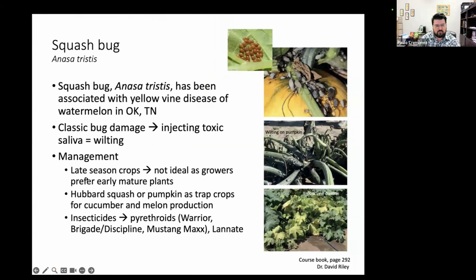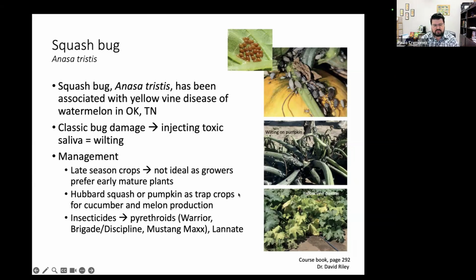For the management, avoid late season crops. They are not ideal. I mean, not avoid. You can have late season crops, but it's not ideal as growers prefer already mature plants. You can also use Hubbard squash or pumpkin because they have a high preference for Cucurbita species for trap cropping if you have cucumber and melon production. So you use that as your trap crop if cucumber and melon are your cash crop.